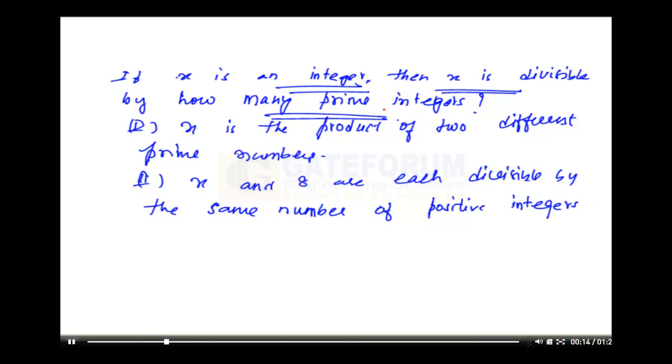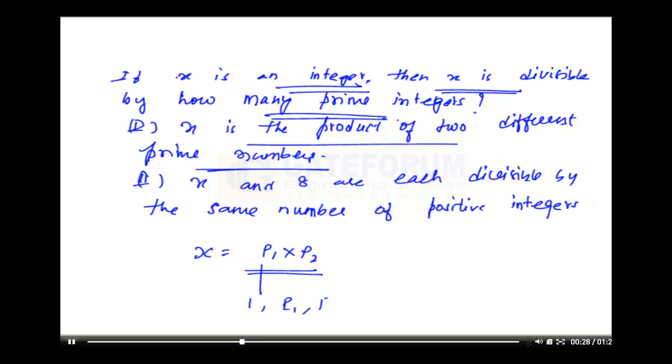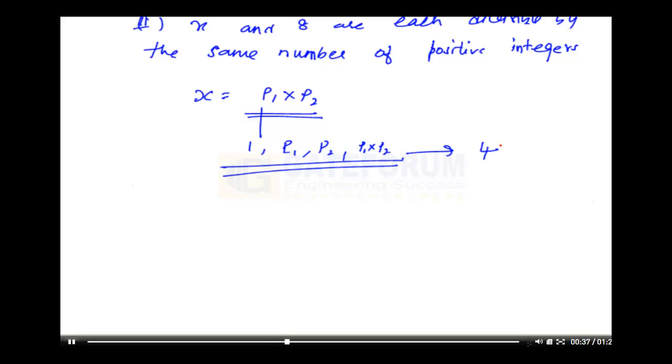Now look into statement 1. X is the product of any two prime numbers. So it is given that x is a product of any two prime numbers, say P1 and P2. Now if x is a product of any two different prime numbers, their factors will be 1, the first prime number, the second prime number, and the product of the first and second prime number. So if you take P1 and P2 as any numbers, it will always have 4 factors. That means x has 4 factors.